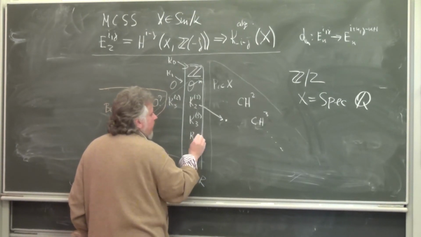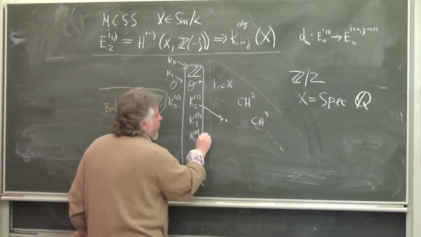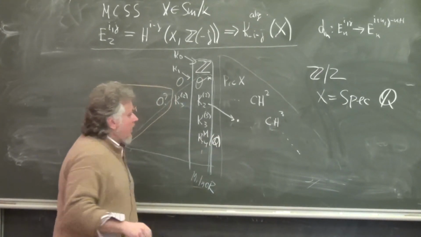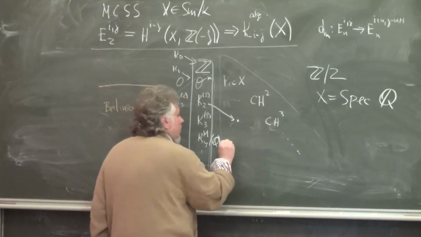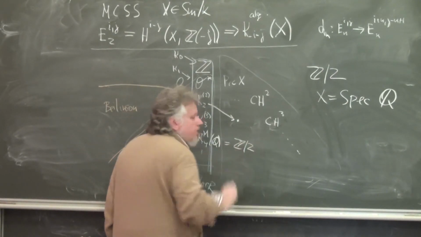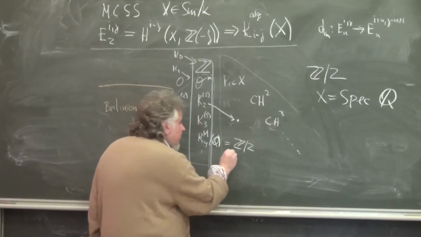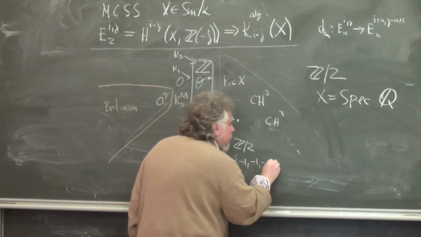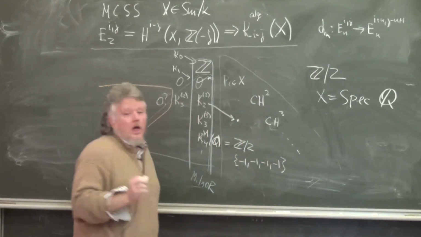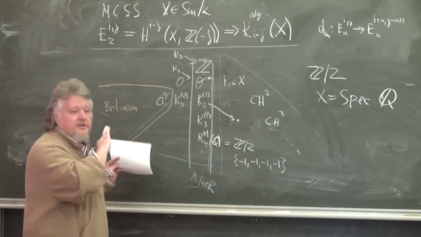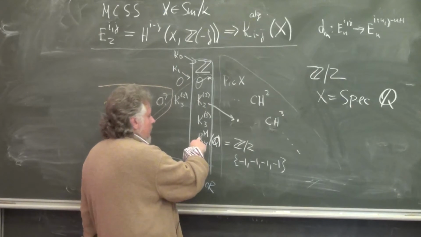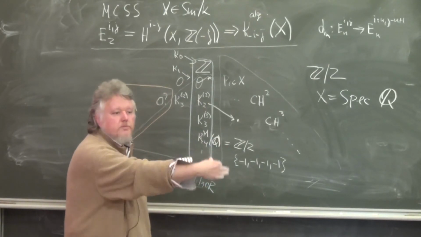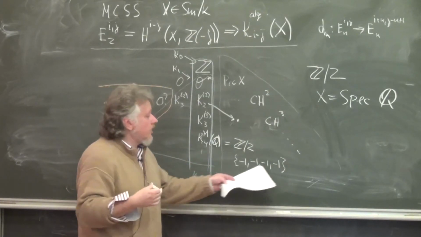Here we have K4 Milnor of Q in this case. K4 Milnor of Q is just the Z over 2 group, and it has one generator, (-1, -1, -1, -1). It can be checked using the Adams invariant. Then, as we go from Milnor K-theory to algebraic K-theory of Q, this generator dies.